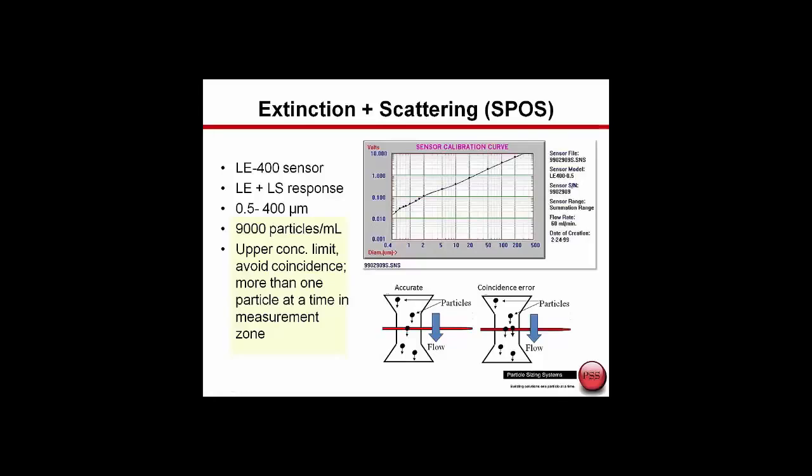The reason there is an upper concentration limit, as shown in the diagram here in the lower right, is that we can only have one particle at a time passing through the measurement zone. To the right here, where we see two particles passing through at the same time, we would erroneously report this as one particle of a larger size. So that is why we have a concentration limit, and there is a concentration limit for each of the sensors we will talk about today.